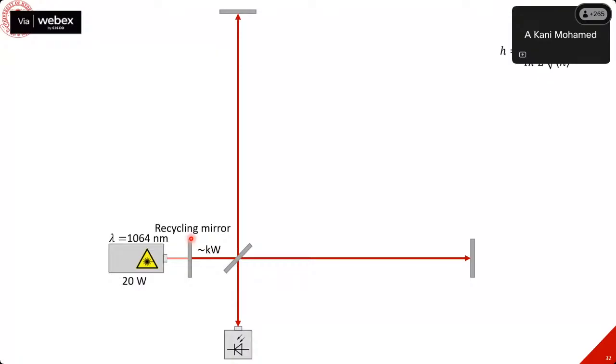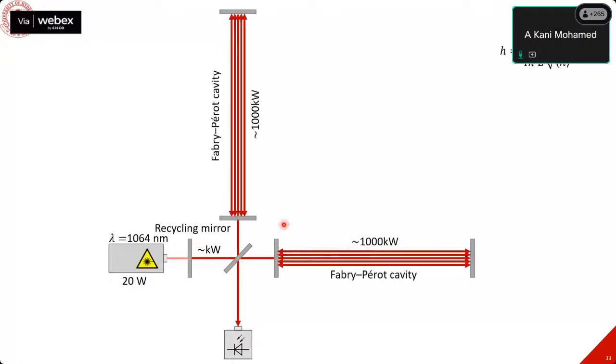But they further want to increase this power. So what they use is not a simple Michelson interferometer, but they use a Fabry-Perot cavity within the two arms. This is the modified version of the Michelson interferometer that they use to detect gravitational waves. These are high quality Fabry-Perot mirrors, and now on both arms, the light is further confined within this cavity due to back and forth reflections, and this enhances the power to thousands of kilowatts.